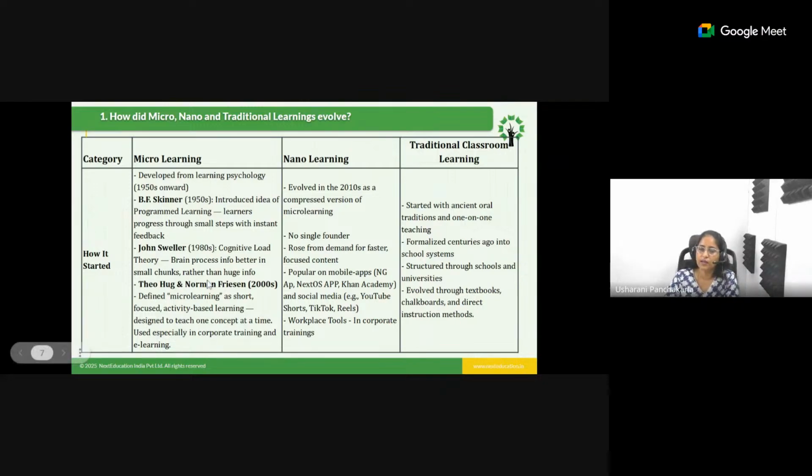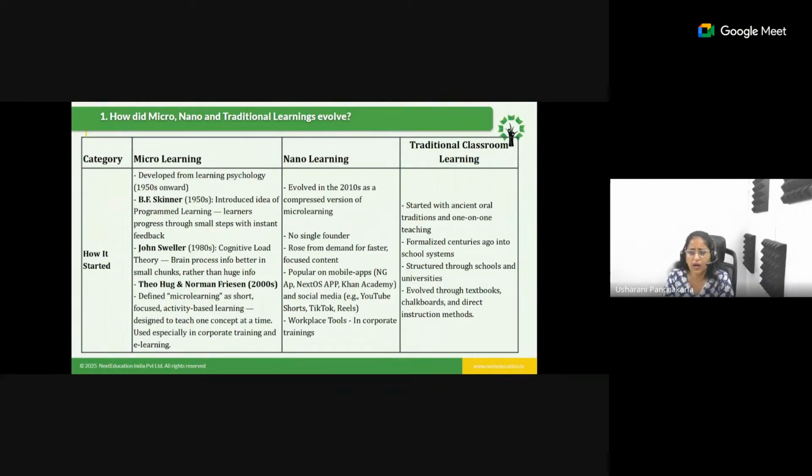And coming to this here, as we said, micro learning is short, focused, activity-based learning. As I said, it can be 5 minutes, it can be 10 minutes, not more than that. 15 minutes is still fine, but not more than that. Here we are teaching one concept at a time. It's not like we are teaching 5 concepts or 10 concepts at a time. And again, one concept might have 3 to 5 learning objectives even.